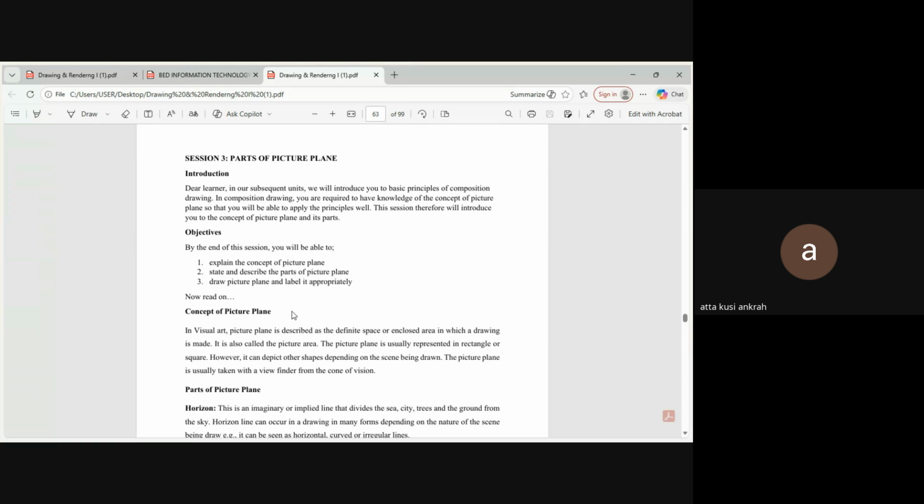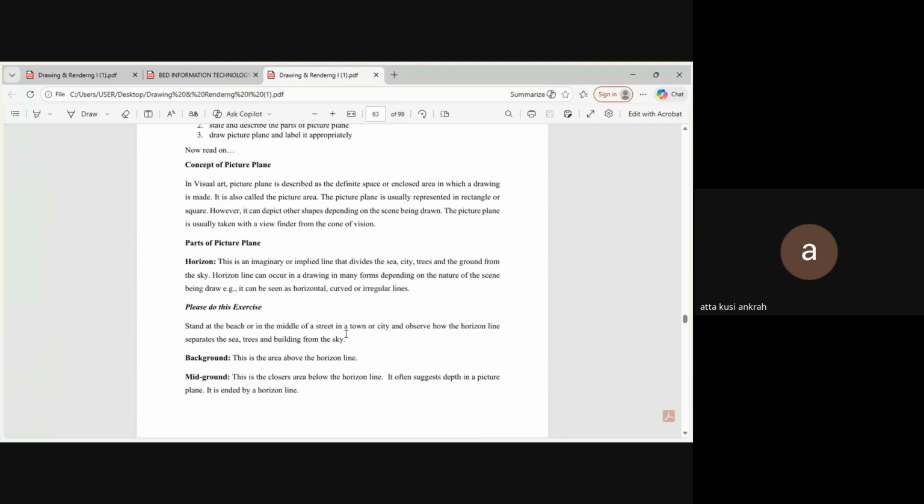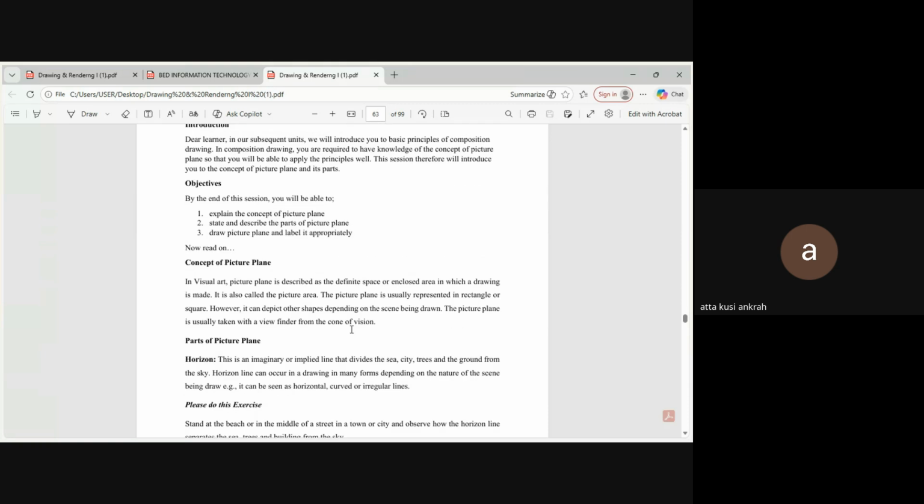So what are some of the things we can see or we are supposed to render on the picture plane? In visual art, picture plane is described as the definite space or enclosed area in which a drawing is made. So the enclosed space, the surface you are working on, is also called the picture area. The picture plane is usually represented in rectangular or square.